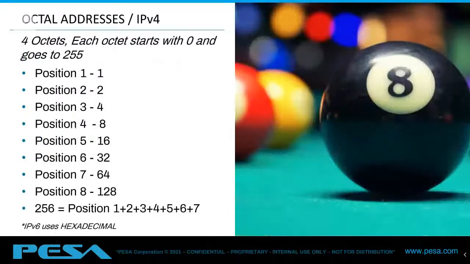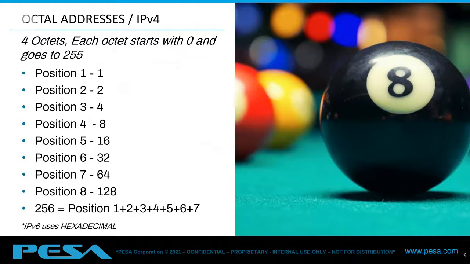Now, the way this is constructed is using groups of 8. We call them octets, and they're grouped together in 4 positions, hence the term IP version 4: 4 positions, 4 octets. Each octet starts with 0 and goes all the way to 255. Actually 254 for those of you who are double checking me on this.